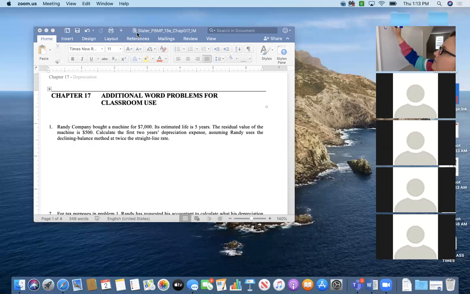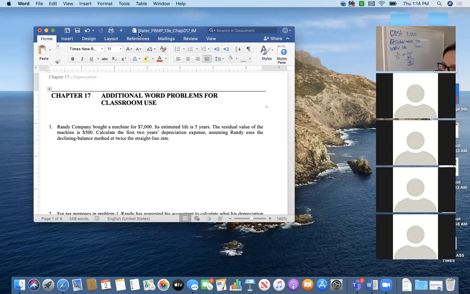So his cost is $7,000. Residual value is $500, and useful life is 5 years. So for the declining balance rate, we use double the straight line rate. So if we had used the straight line rate, we would have taken 1/5 or 20% depreciation each year, straight line. So we want to double that to take 40% as our rate for the declining balance.